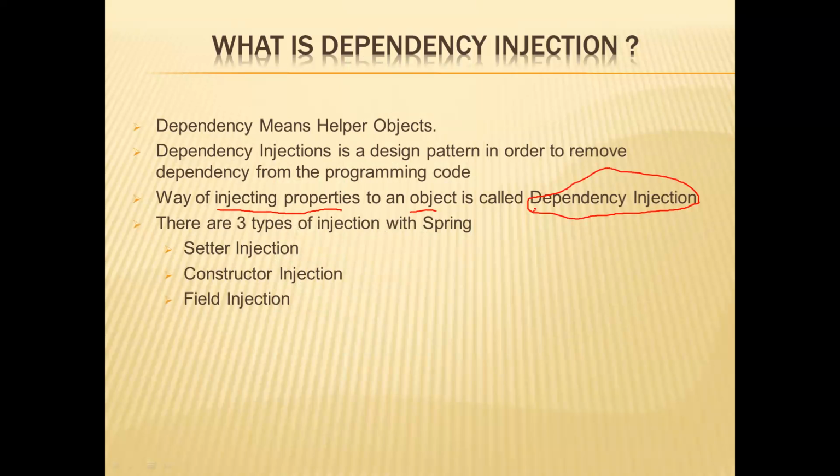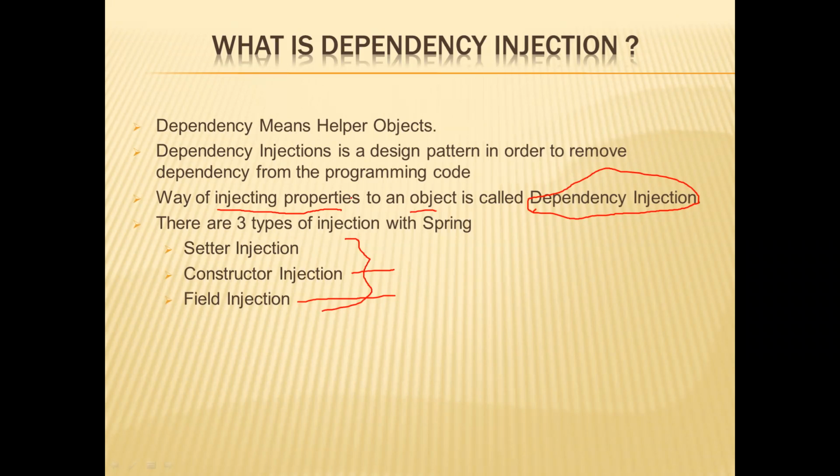This dependency injection we can implement in three ways: by using setter injection, by using constructor injection, and by using field injection. Field injection is nothing but auto wiring. Even here, I can apply auto wiring at the setter level, the constructor level, and the field level also. We will take a small example using setter injection, and we'll try to implement the same example with the help of the constructor as well as field injection.